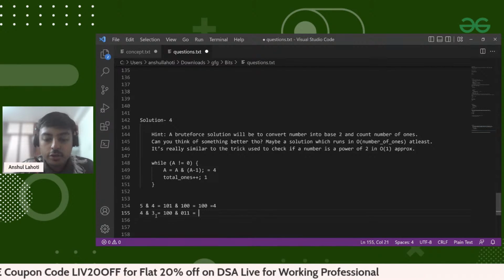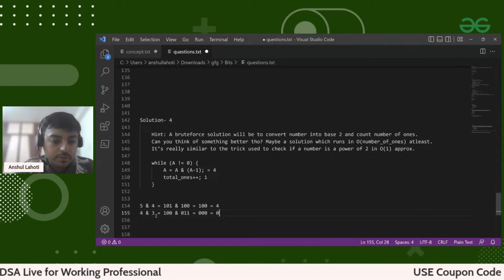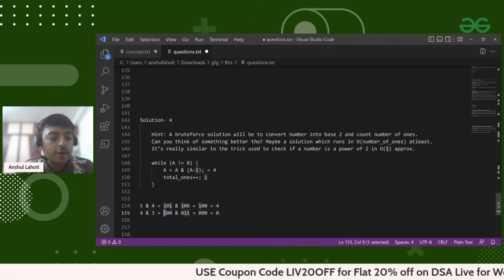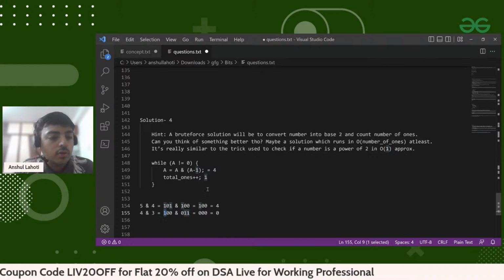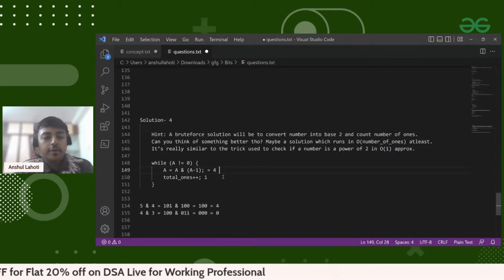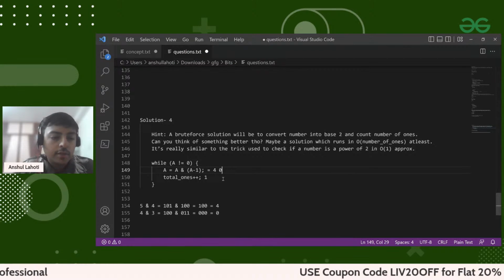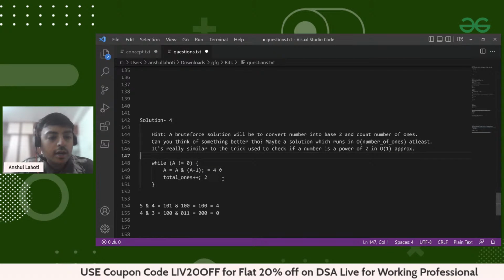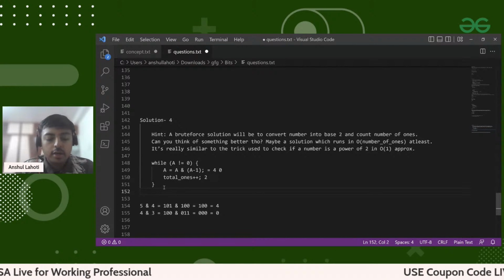So you can see here again that's the output we want to get. It clears the lowest set bit of the number. The number here was 4 and it clears the lowest set bit, so we got 0. Now the number is 0 and the total number of ones will be 2. We go out of this loop and check if A is equal to 0. Yes, A is equal to 0 and the output will be the total number of ones.